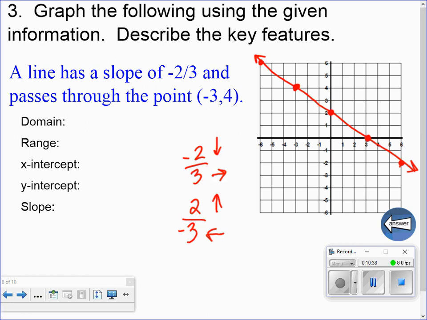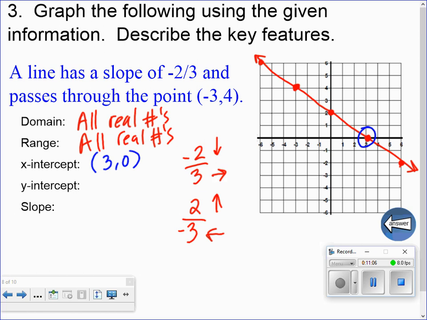All right, our domain and our range, because we don't have a real world situation here, our line extends forever, we assume that it keeps going on forever. So both our domain and our range are all real numbers, because it's going to go on forever in both directions. Remember that our x-intercept is where it crosses the x-axis, so that's at 3, 0. Our y-intercept is where it crosses the y-axis, that's at 0, 2. And they gave us our slope, which was negative 2 over 3, or 2 over negative 3.